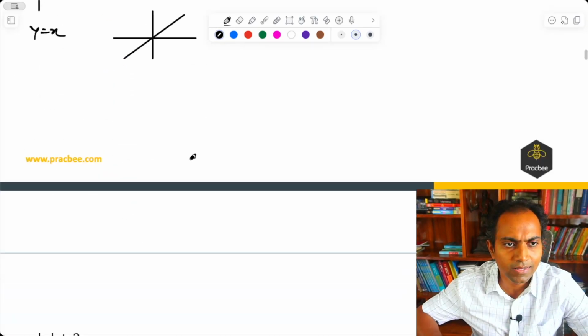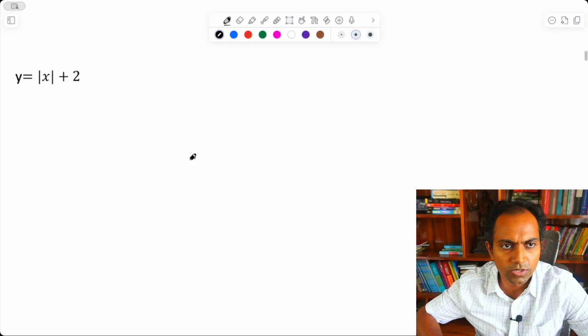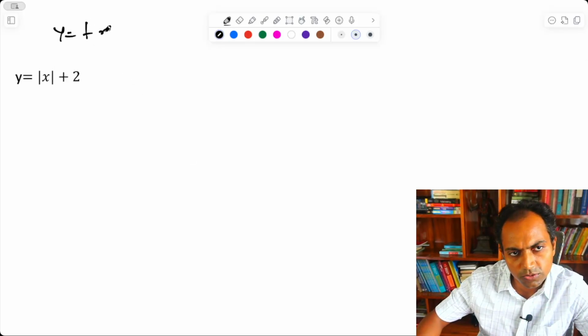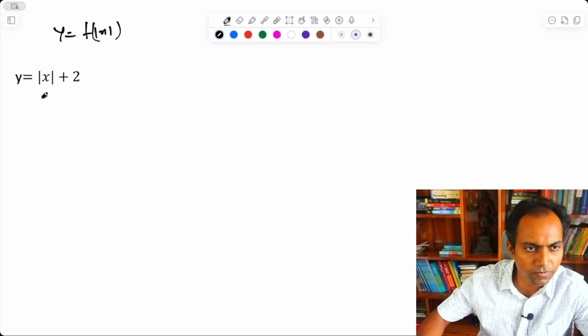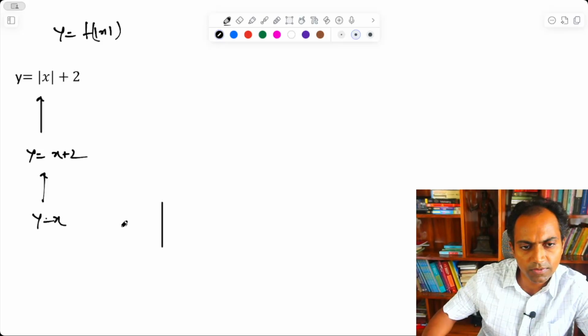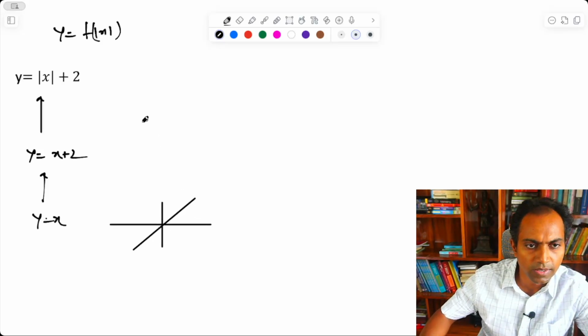If I take another example in which in the same question, if instead of x I write modulus of x, what happens in this question? Let us repeat one more time. So in this kind of question, again you will start from y is equal to f(x). For that, what we will require is the graph of y is equal to x. This is one graph that everybody knows. This is how it is going to look like. And once you have this, you can shift 2 units upwards.